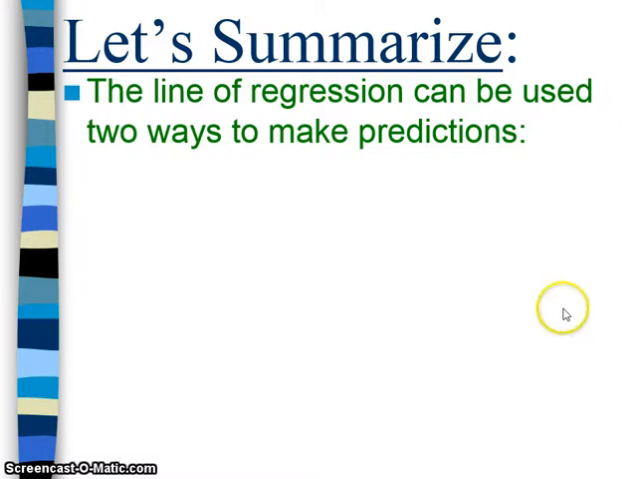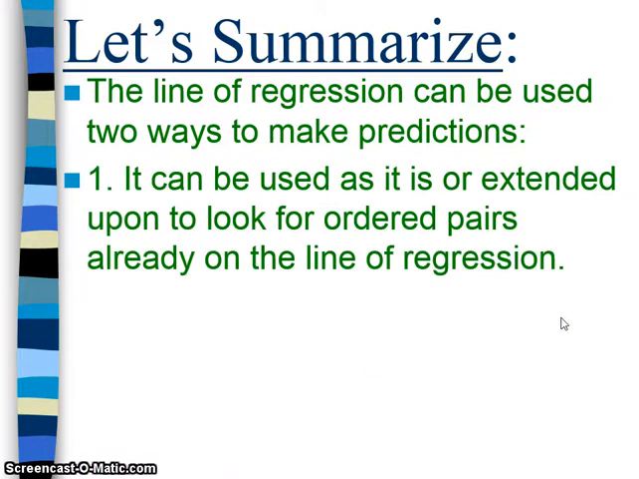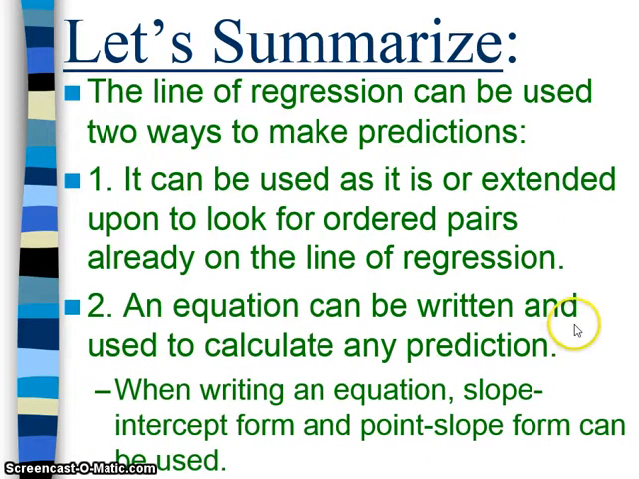The line of regression can be used 2 ways to make predictions. 1, it can be used as it is or extended upon to look for ordered pairs already on the line of regression. Or 2, an equation can be written and used to calculate any prediction. When writing an equation, slope-intercept form and point-slope form can both be used.